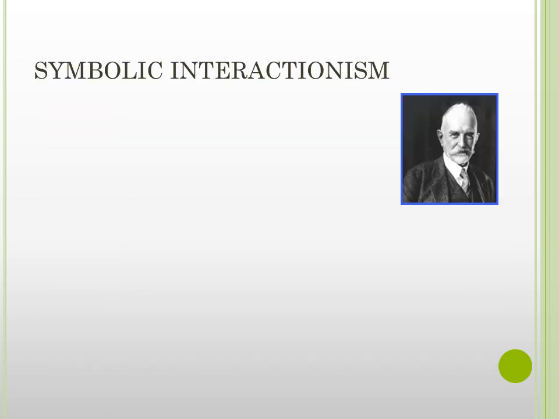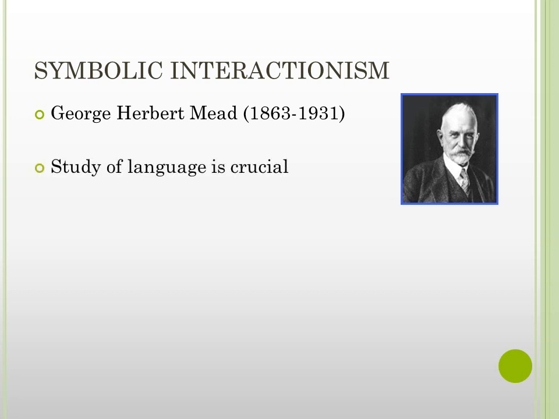Our third and final theoretical perspective for now is symbolic interactionism. Unlike our first two theories of functionalism and conflict theory, symbolic interactionism is a micro level perspective. And what this means is this is where we look at our intimate day-to-day experiences, our face-to-face interactions. One of the theorists that we will highlight is George Herbert Mead.